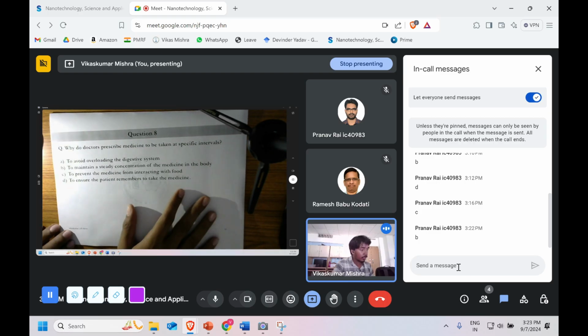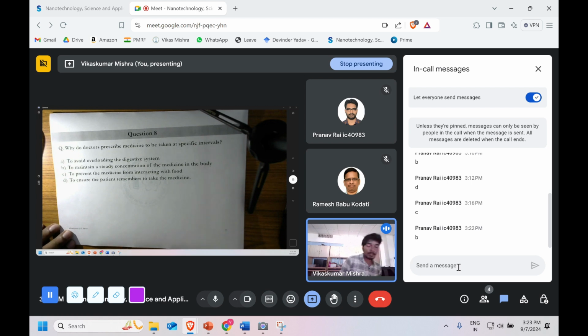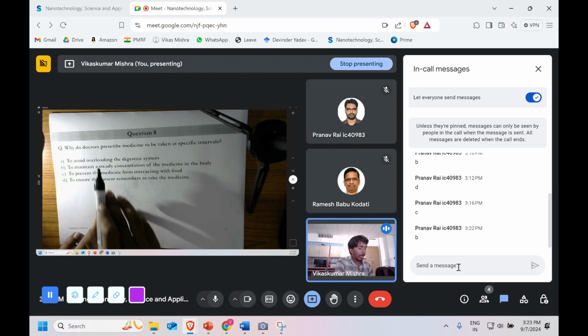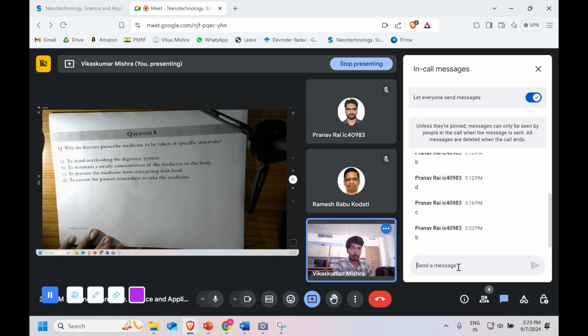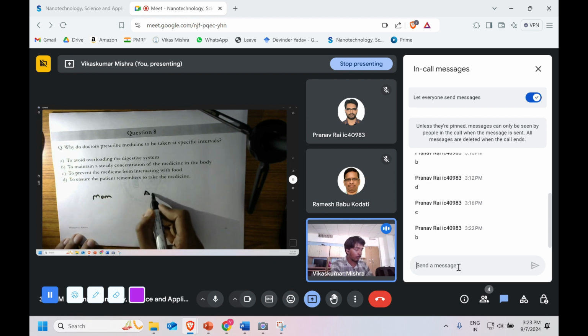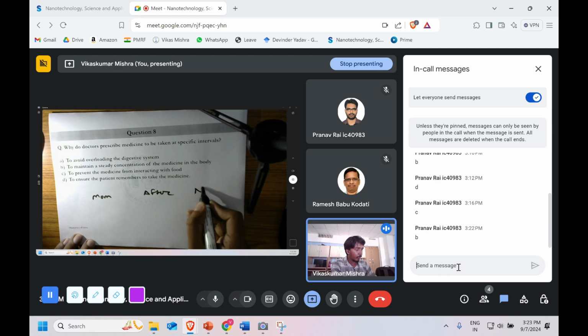Now this question is a concept which we have learned in the class. Let's read it. Why do doctors prescribe medicine to be taken at specific intervals of time? When we go to the doctor, they say take it in the morning, then in the afternoon, and at night you take.